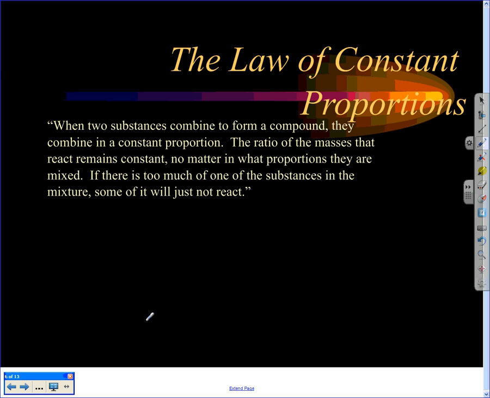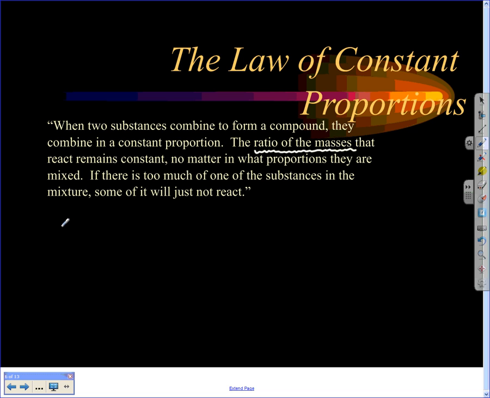The law of constant proportion states that when two substances combine to form a compound, they combine in a constant proportion. The ratio of the masses that react remains the same, no matter in what proportions they are mixed. Now, the key here is the ratio of the masses. You're going to want to write that down. No matter in what proportions they are mixed. If there's too much of one substance in the mixture, some of it will just not react.